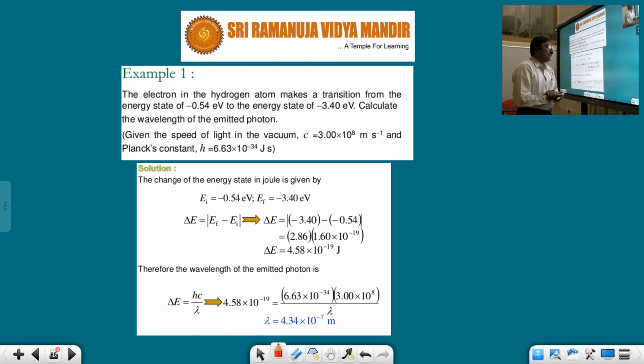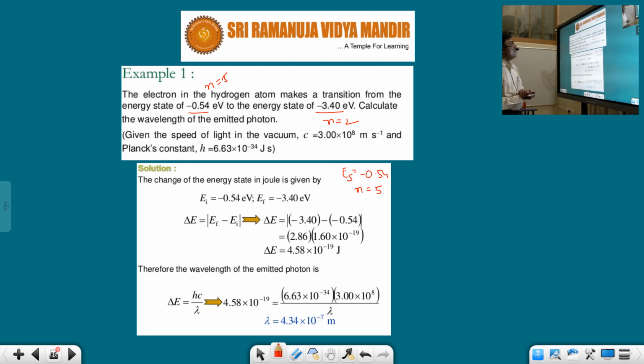Now let us solve some numericals. A few numericals we'll solve. The electron in the hydrogen atom makes a transition from the energy state minus 0.54. Already I explained to you, which state is this? It is the E5 state, that is n is equal to 5, the 5th orbit. If you practice well, you will get all these realizations. To the state minus 3.4, that is n is equal to 2.